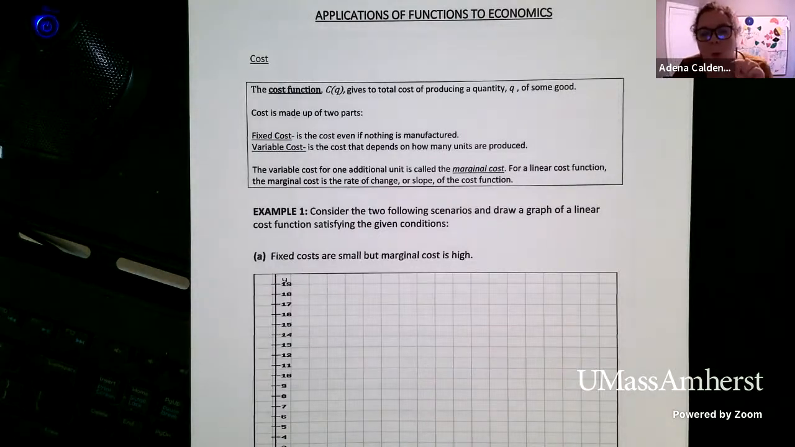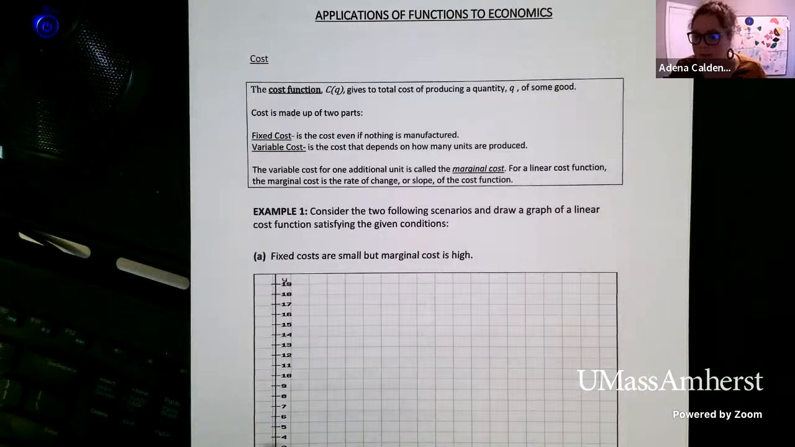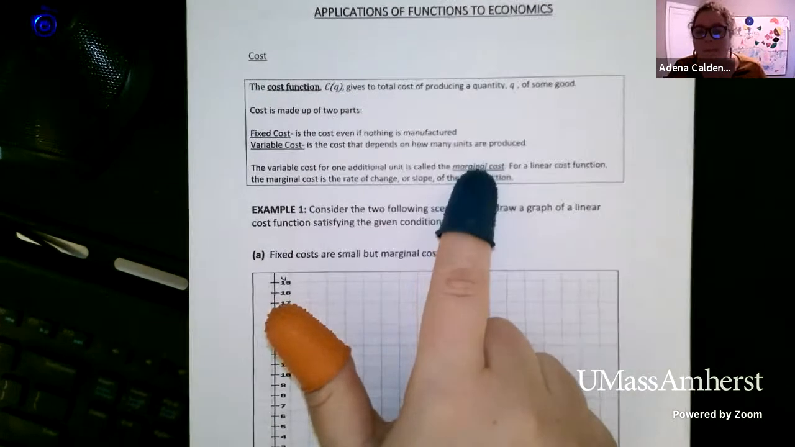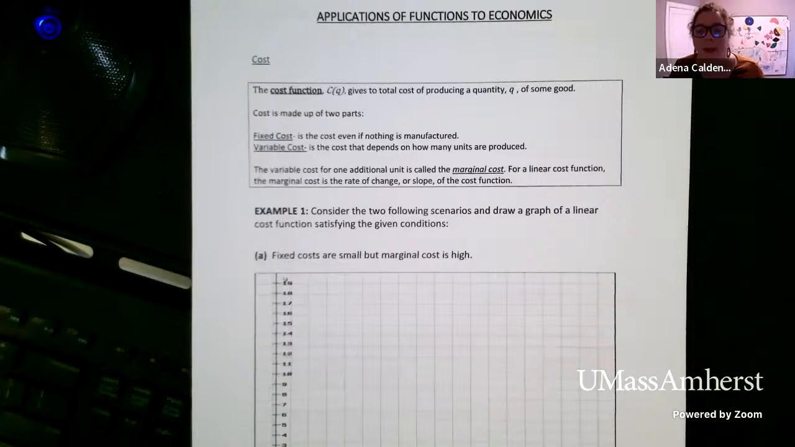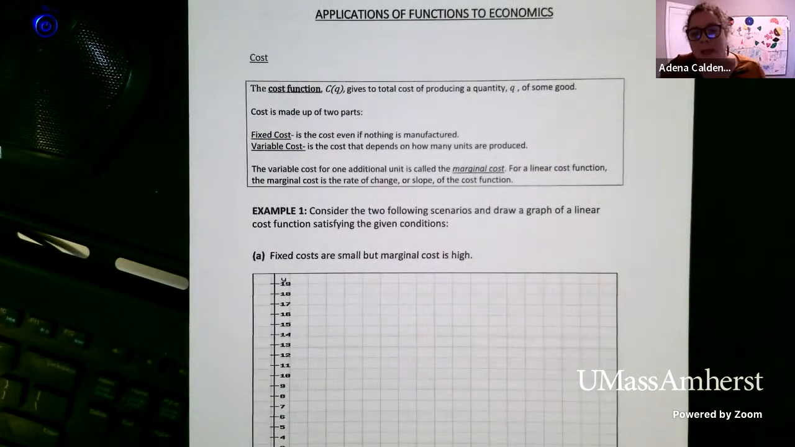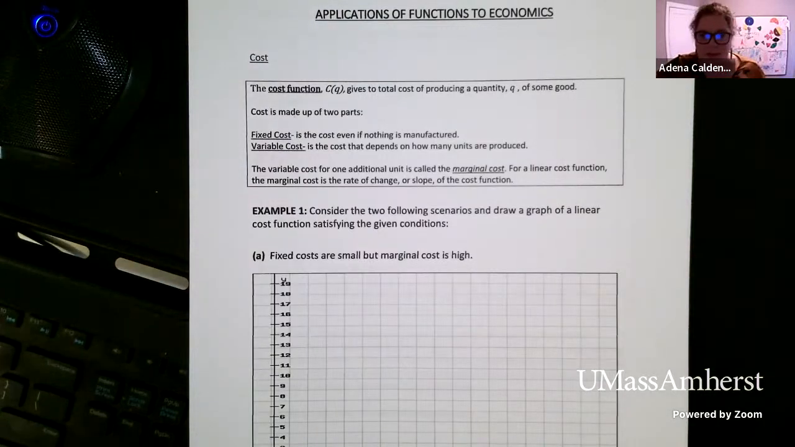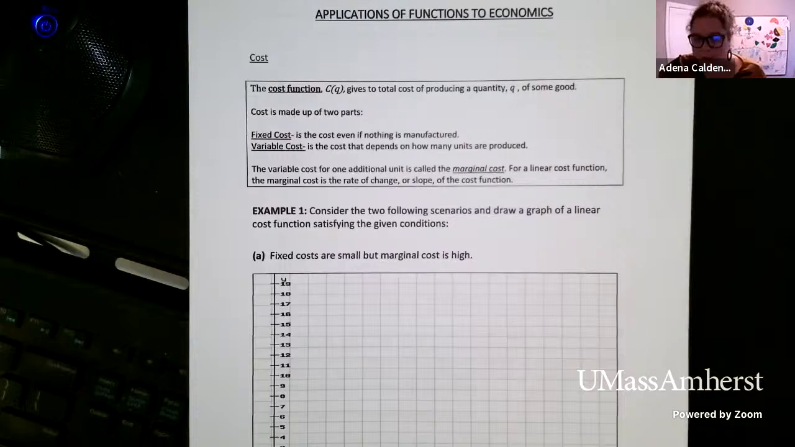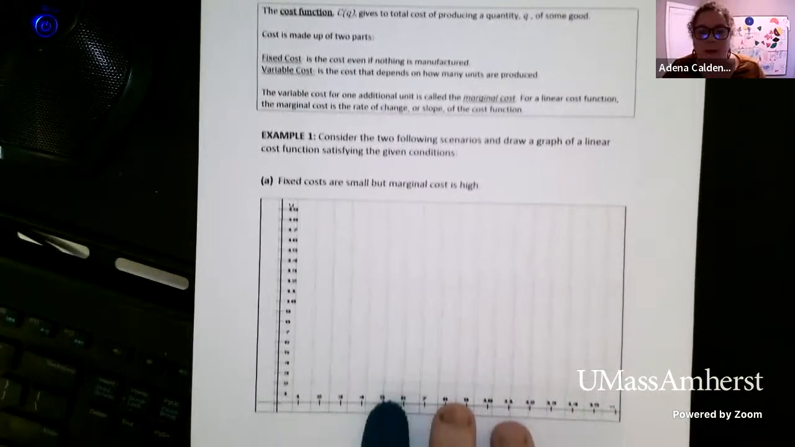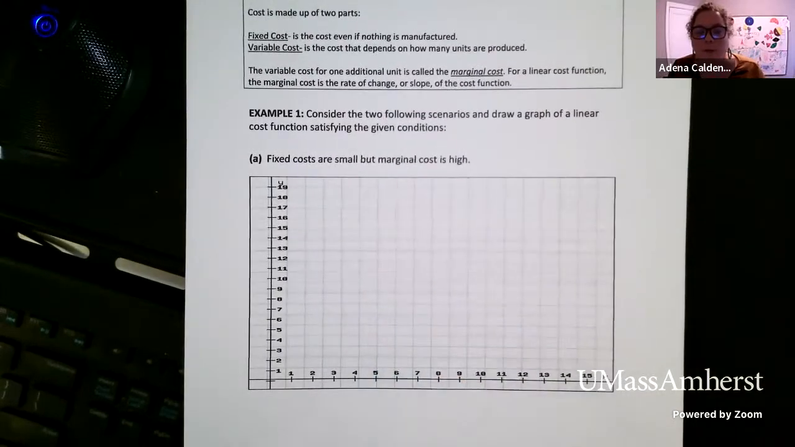So when we talk about the variable cost, we will also refer to this as marginal cost, okay? Because what marginal cost is, is the additional cost to produce one more. And since we're talking about linear functions, that's just the slope of the cost function, okay? So we'll talk about marginal costs in different ways, but for linear functions, it's just that slope, that variable cost. So let's consider the two following scenarios.